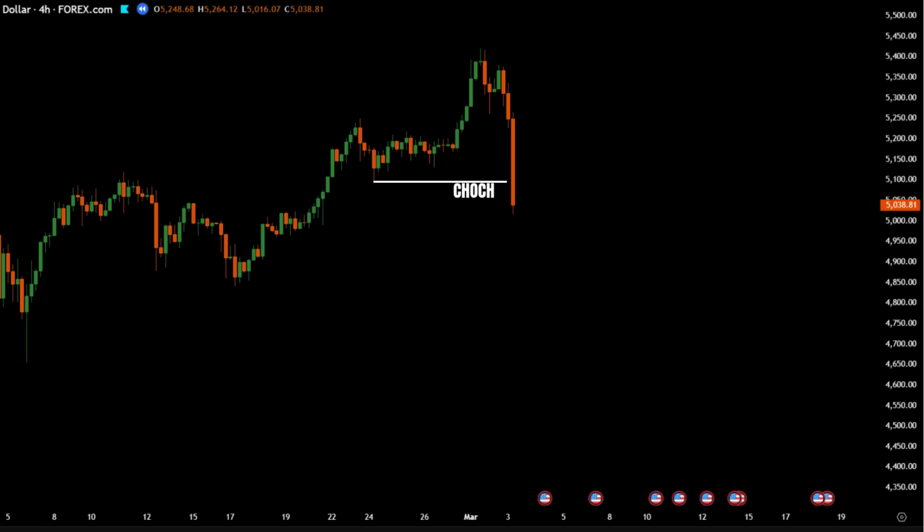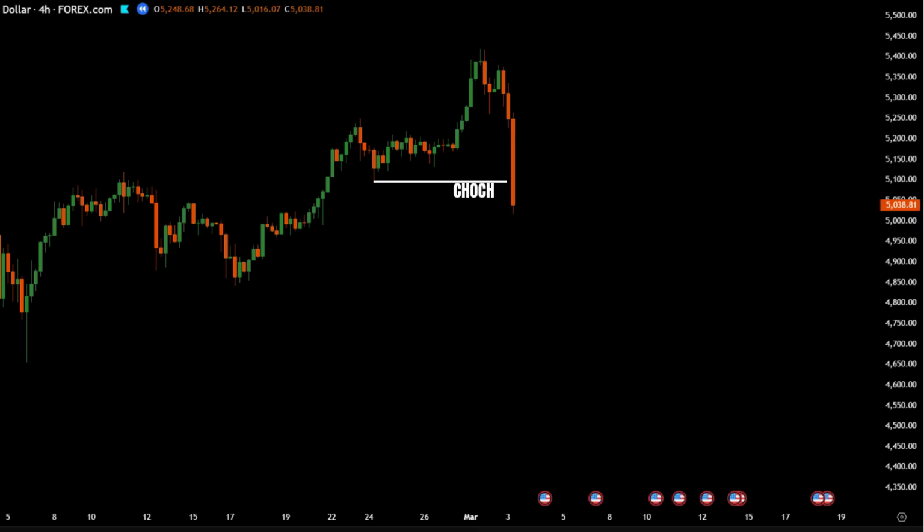Notice what happened in sequence. First a lower high, then a break of the previous higher low. That 1-2 combination is the CHoCH pattern. The market showed you that buyers could not push to a new high, and then sellers stepped in hard enough to break a key structural low.